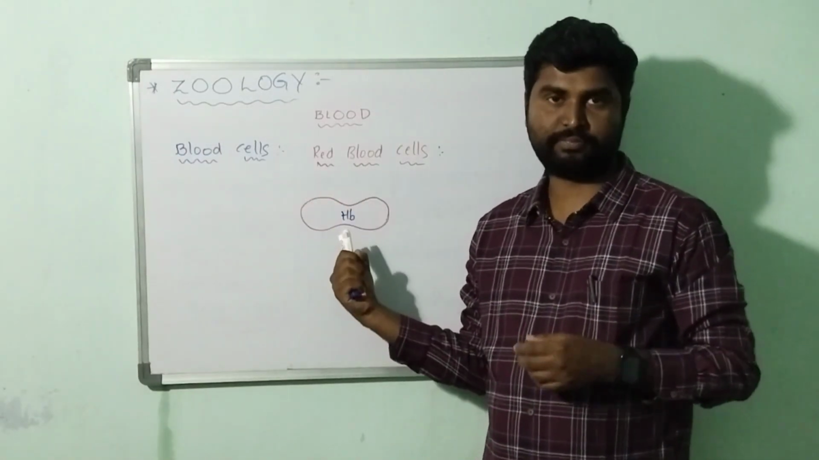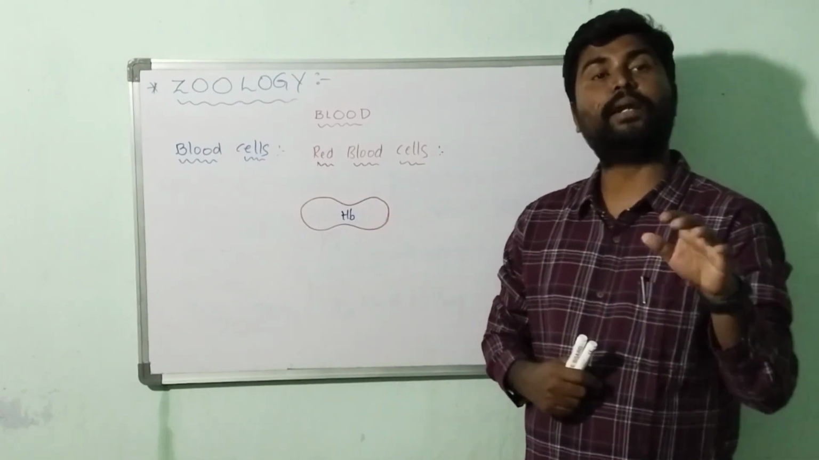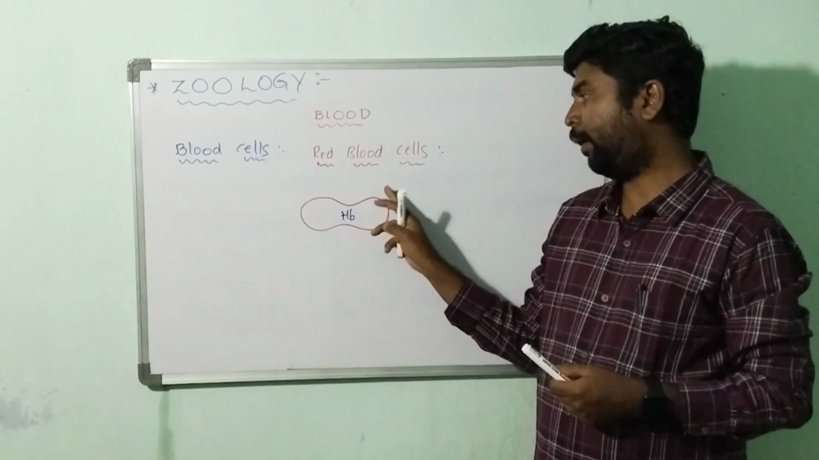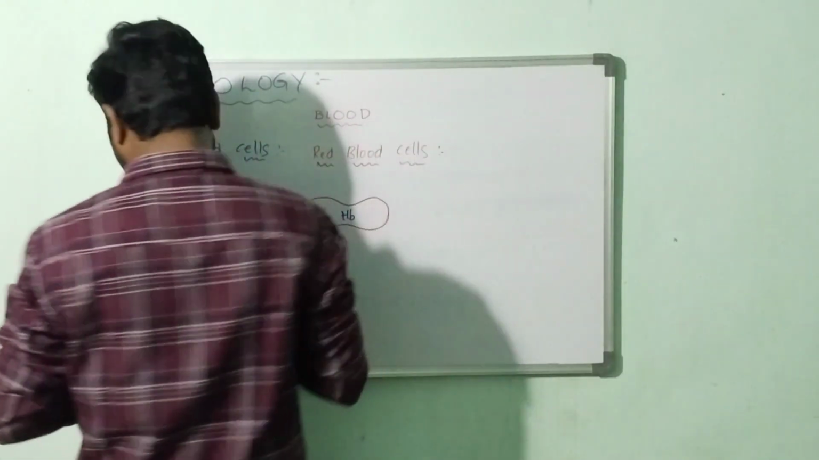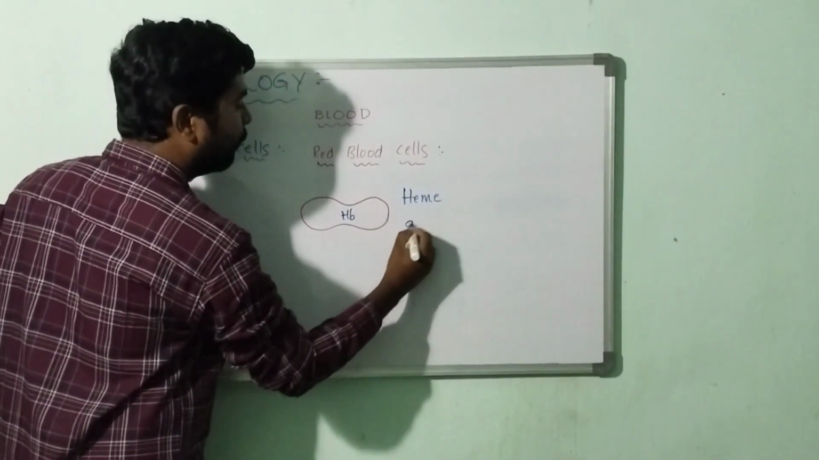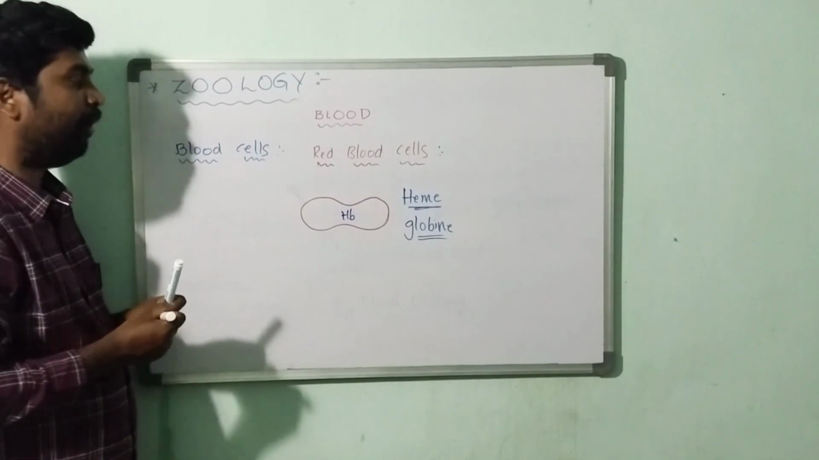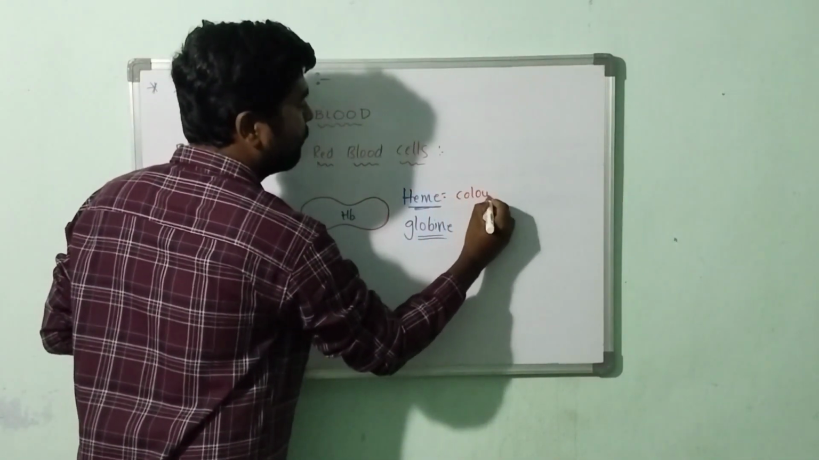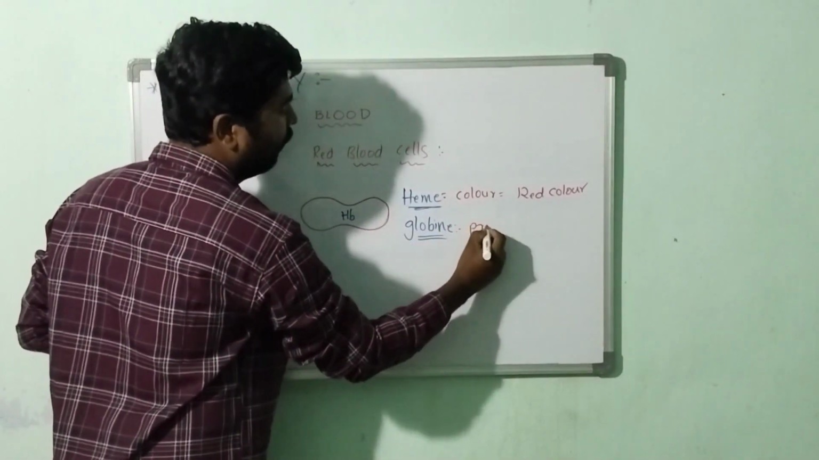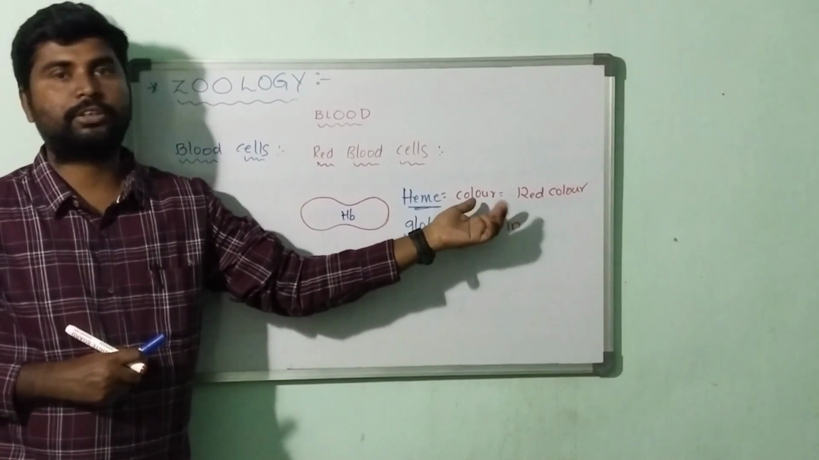Now RBC, red blood cells. From the start we are discussing that these are red blood cells, meaning these cells are red in color. Why are the red blood cells red, and what is the factor behind it? One pigment is there in red blood cells that we call hemoglobin. There are two terms in hemoglobin: heme and globin. Heme is a color pigment which produces red color. Globin is a protein part. So the color we call heme.